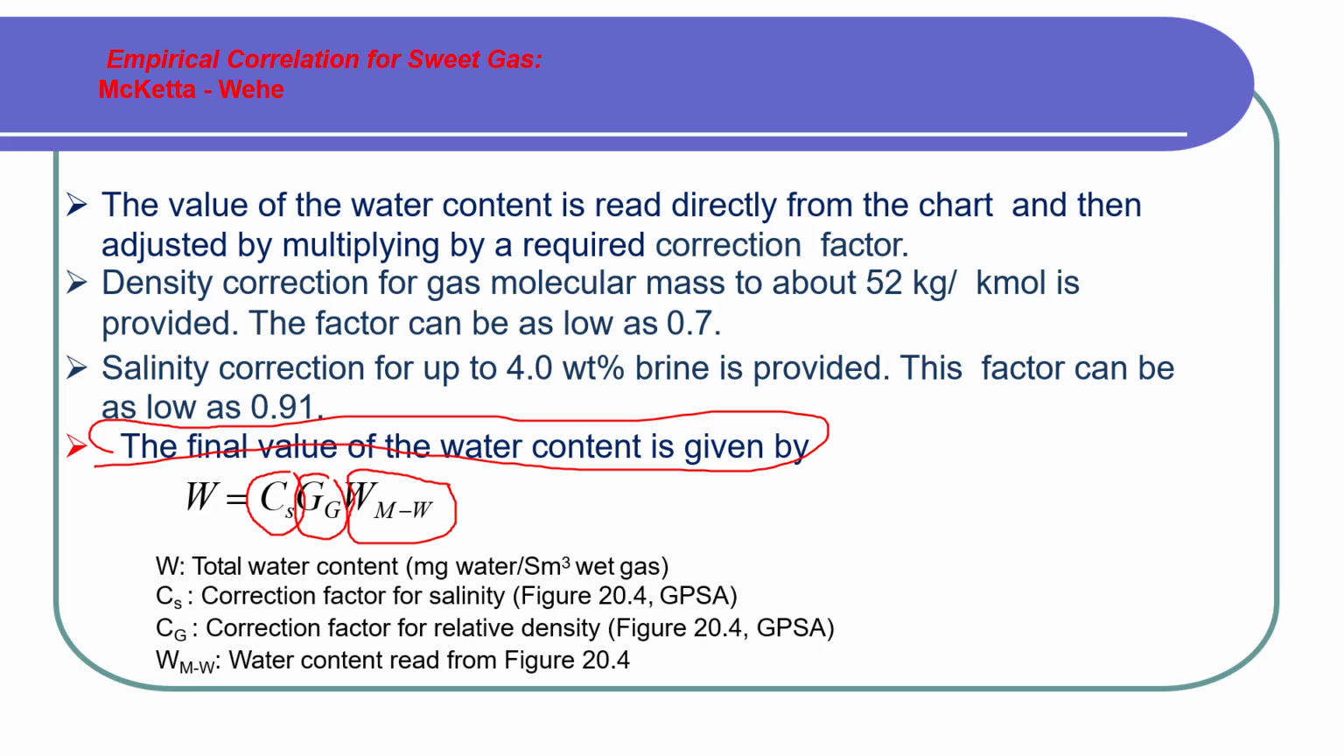So the W_MW, which is the water content you read from the chart, you multiply it by the correction factor to get the total water content in the gas stream that you have.